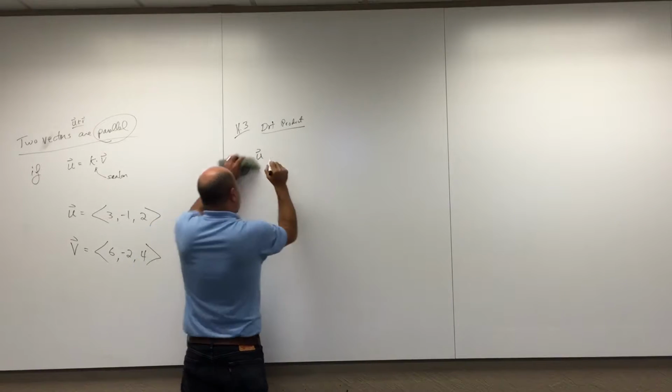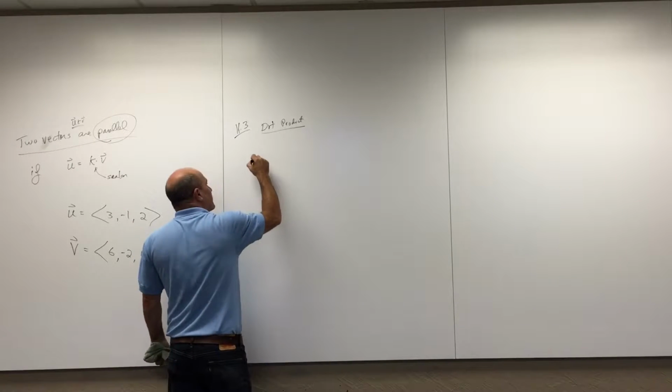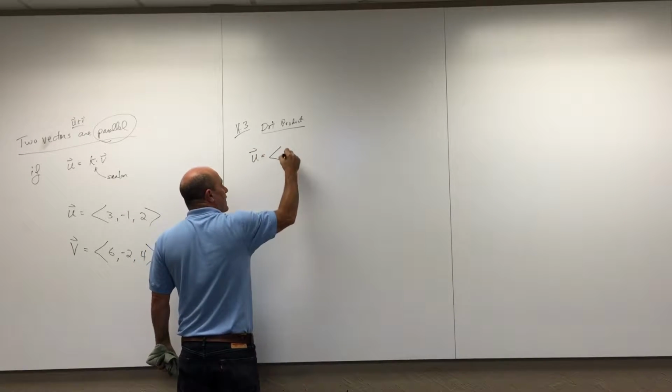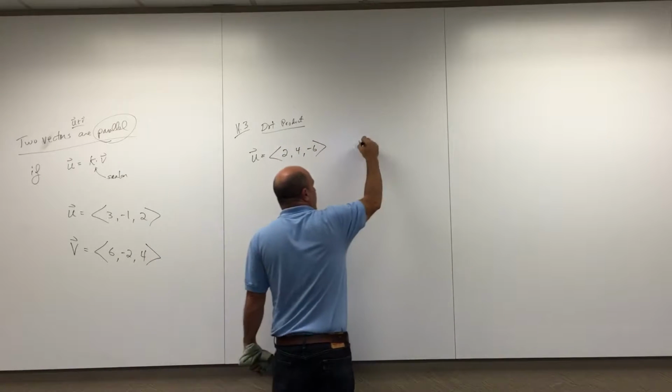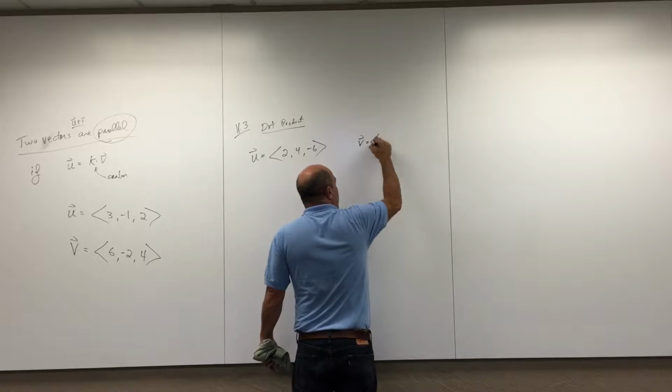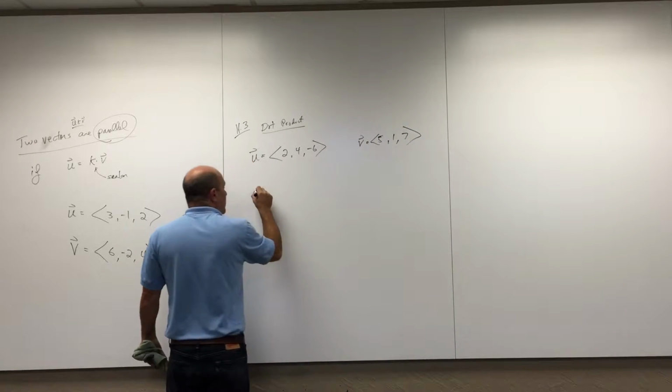Let's do another vector u, 2, 4, -6. Here's a vector v, 5, 1, 7. I mean, can we do the dot product of u dot v?